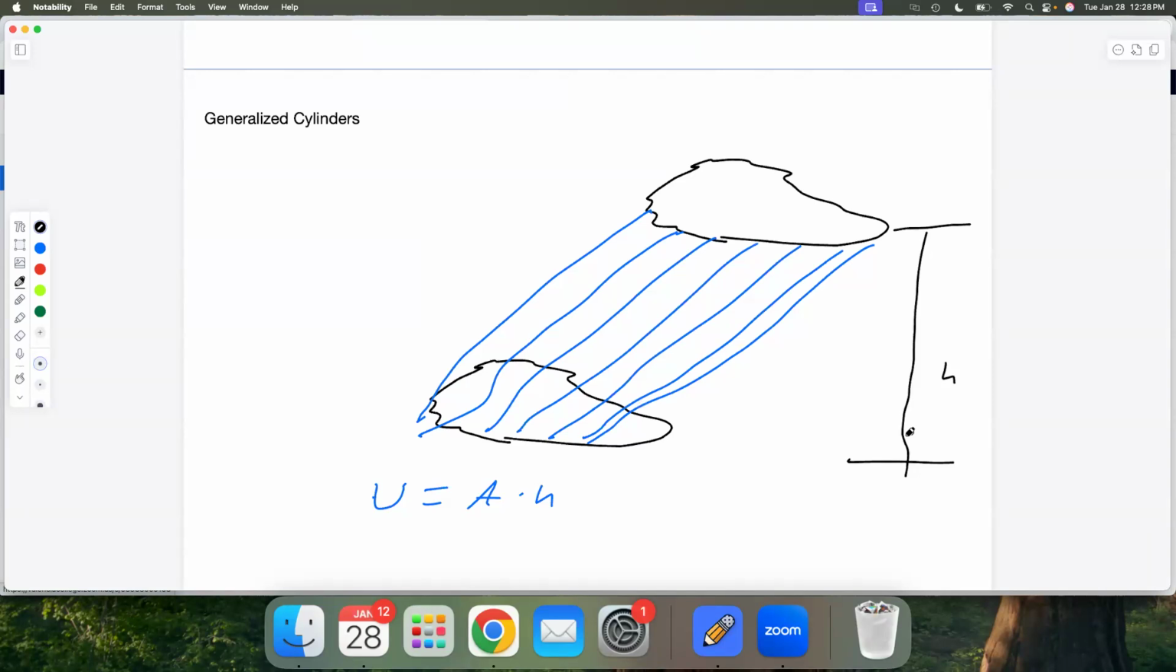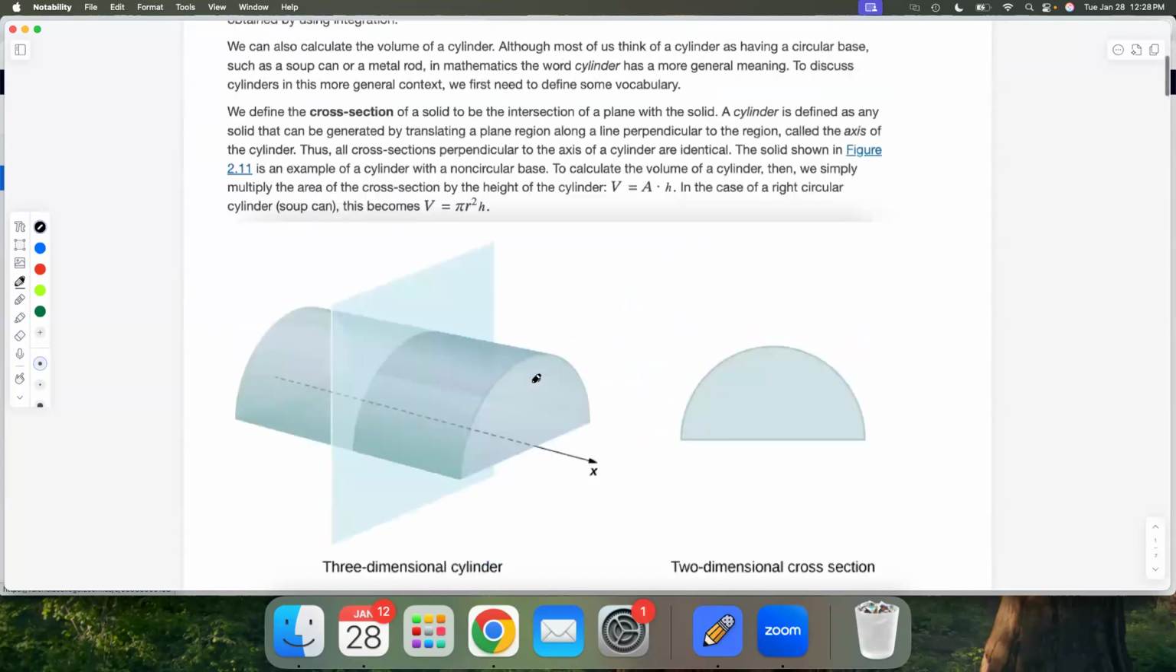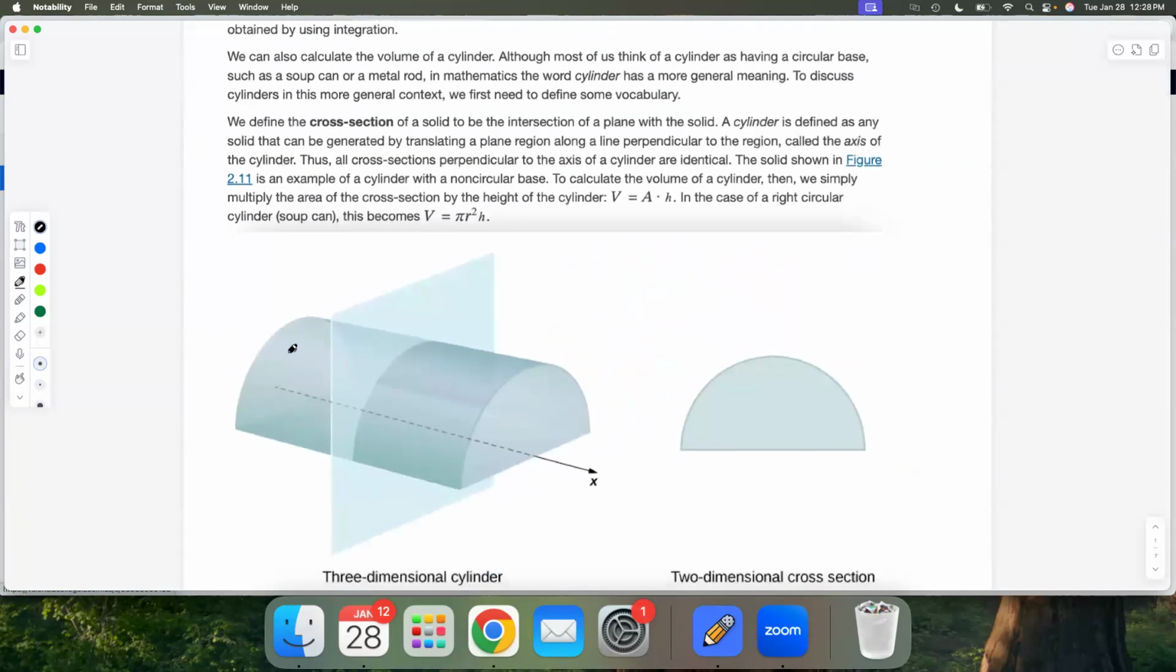So a cylinder is any shape, any volume, that takes a shape and just moves it through space and keeps the same exact shape all the way through. So this would be a half right circular cylinder, but it's still a cylinder. It's just a semicircle moved through space. So the cross section always has the same shape.